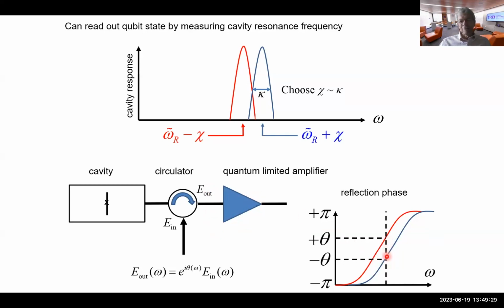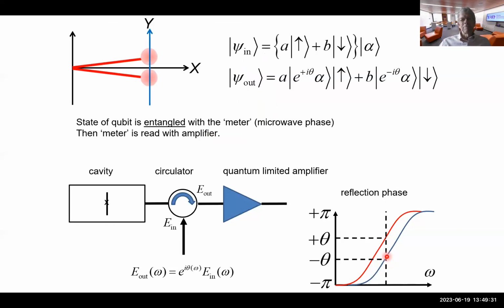And that phase shift depends on the state of the qubit. So let's say the qubit is in a superposition of ground and excited, and you send in a coherent state, and it's a product state, they're unentangled. And then after the wave packet bounces off the cavity, if the qubit is in one state, the coherent state has picked up one phase. And if the qubit is in the other state, the coherent state has picked up a different phase.